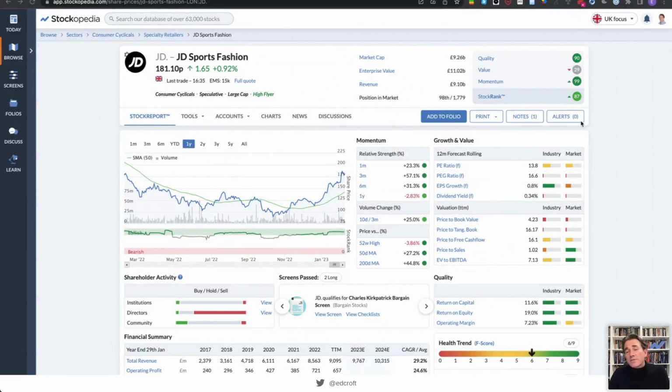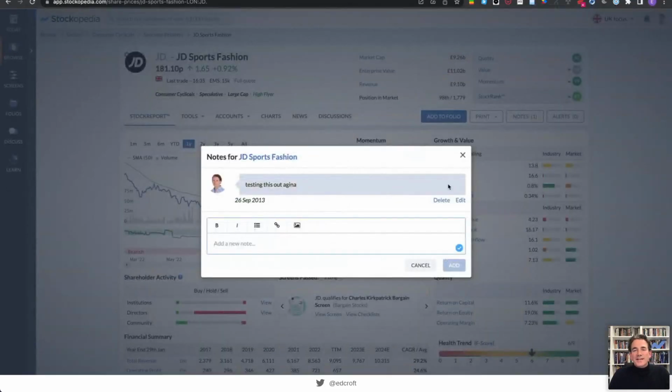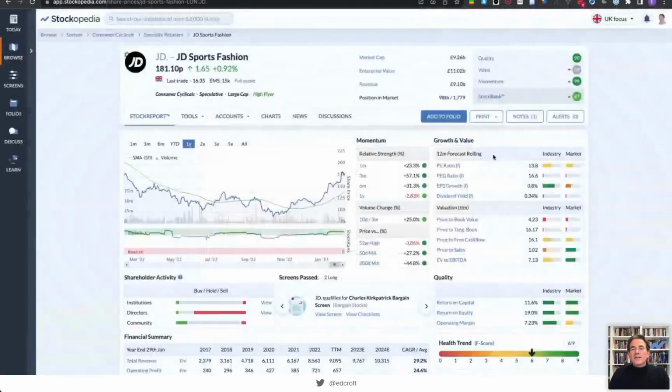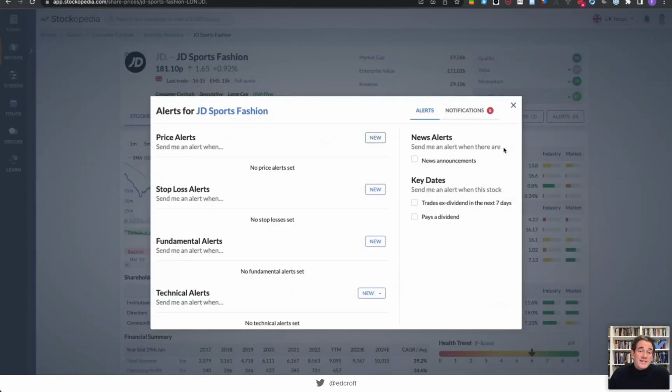The notes tab is useful. We do have this little notes thing. Oh, you see, that's me saying I'm testing that out. I'd love to add more functionality in here and have a real journaling feature, and maybe that is something we could do in future. If we could add PDFs, it would be great. But remember, you can set alerts on all our fundamental data.